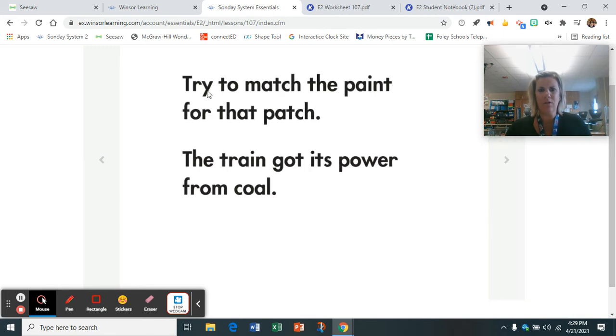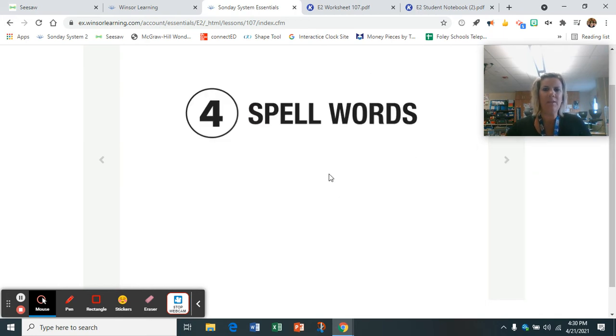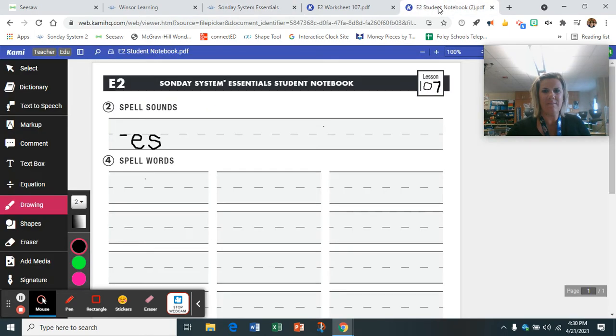Now your turn. Practice reading this sentence once slow. If you need a second time, middle speed, and then like you talk. Do the same with this one. All right. The first one should say, try to match the paint for that patch. The second one should say, the train got its power from coal. Get ready to spell words.